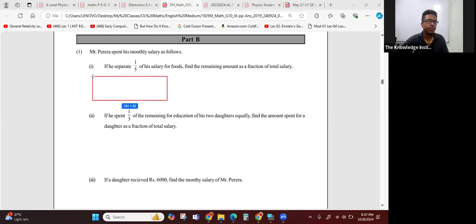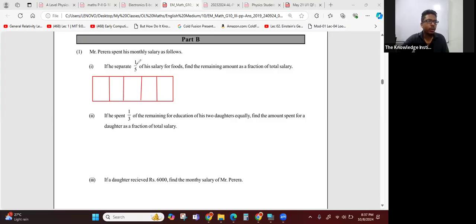Let's divide his salary into 5 equal sections. Okay, so here I'll be dividing 1, 2, 3, 4, 5. My drawing is not good, but assume these are of equal size. Each section is equal in size. So this is his total salary. For example, his total salary could be 1,000, but we don't know what the value is.